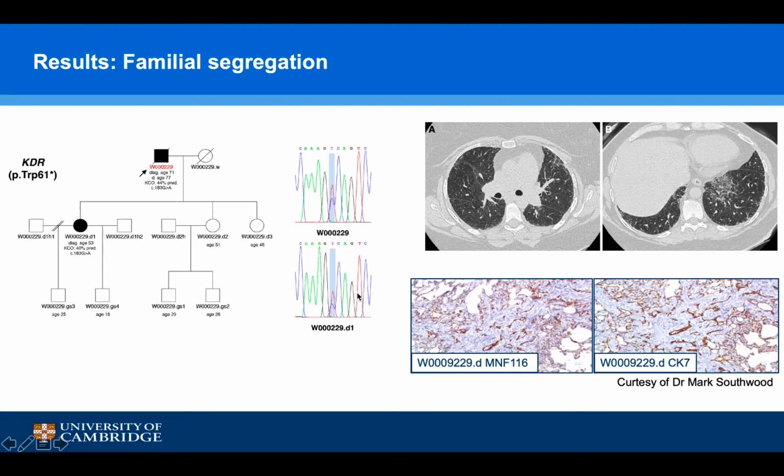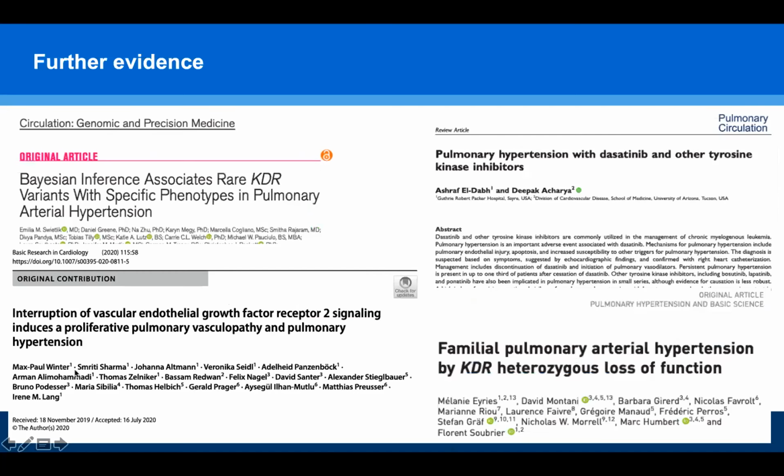Both father and daughter were Sanger sequenced and shown to share the same KDR mutation. Our finding was then corroborated by others through animal studies, and also by showing familial segregation in French families.